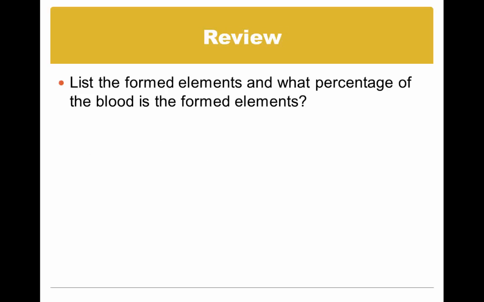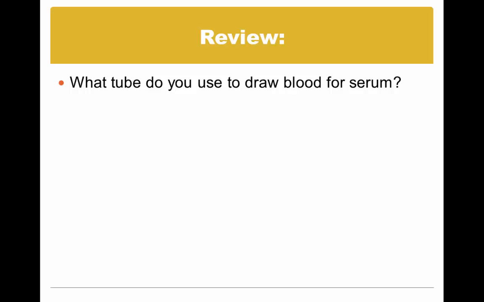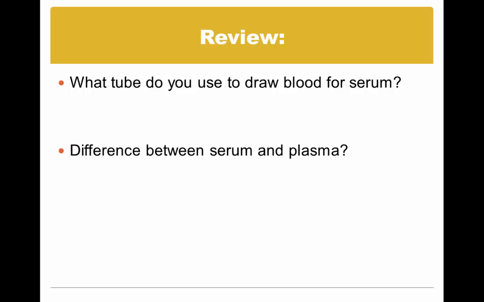Make sure you know the formed elements and what percentage of the blood is the formed elements. We have white blood cells, red blood cells, and platelets, and the percentage of the blood that's formed elements is 45. What tube do you use to draw blood for serum? Serum being the liquid portion of the blood drawn. You want to use a red or gold top tube because it is allowed to clot. Now describe the difference between serum and plasma. Serum does not have fibrinogen in it. Plasma does. Fibrinogen is at the bottom with the cells.